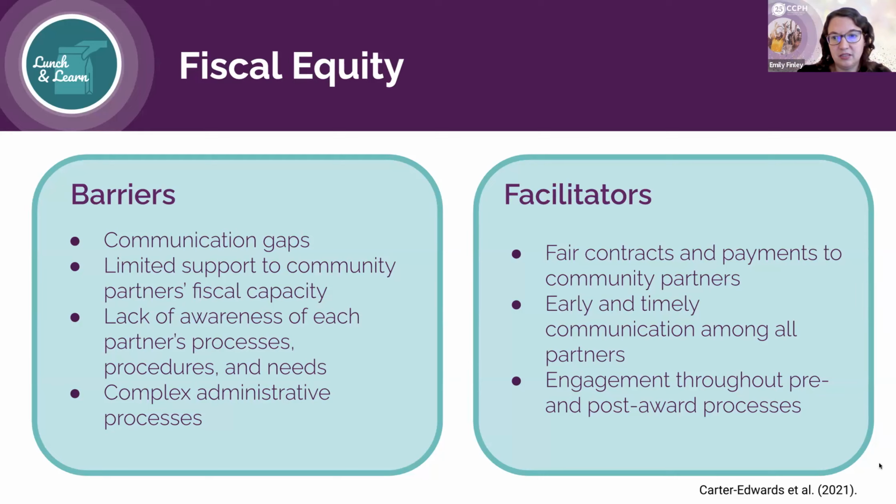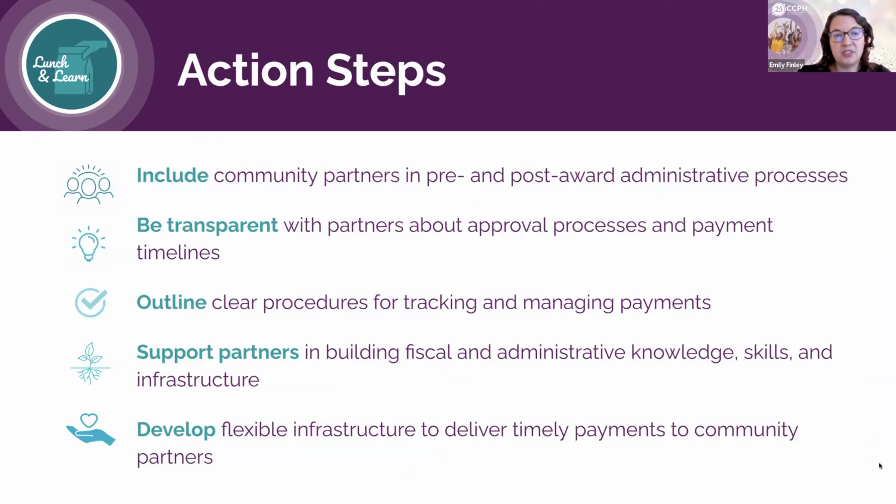So next slide, please. So just quickly, some action steps that can be taken to level the playing field and enable some power sharing in terms of the funding is to, as I said, include community partners in all phases of the funding process. Be transparent about payment timelines, approval processes, all of the steps that it takes administratively. Outline clear procedures for tracking and managing payments is very important.